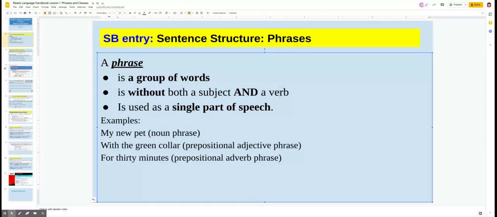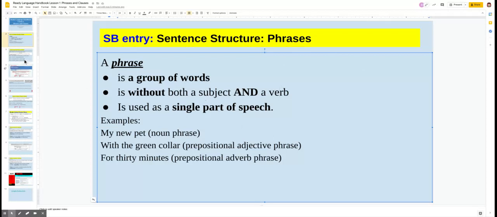Now, we're going to break phrases into a different lesson when it comes to adjective phrases and a separate lesson for adverb phrases. Right now, we're just looking at the idea of a phrase as the smallest building block, okay? So hopefully you have all this written down. Yes, everything, including the examples.